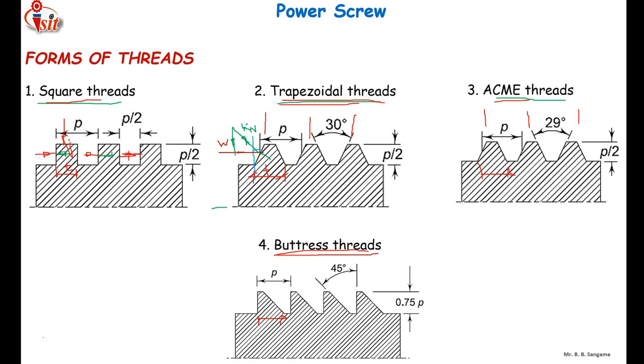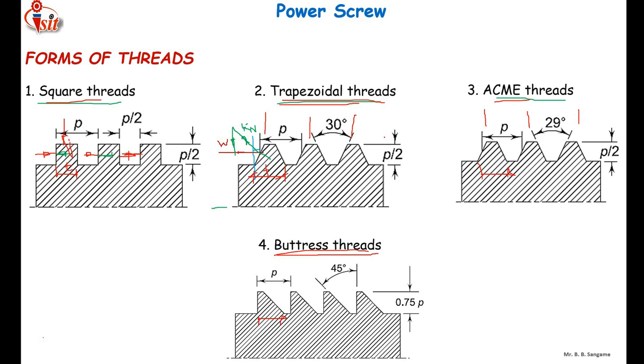One disadvantage is there also with the buttress thread, due to the different kind of thread profile on both faces. This screw can be used to transmit power and motion only in one direction. We cannot use this buttress thread to transmit power and motion in both directions. But in the case of trapezoidal, ACME and square threads, these thread profiles can be used to transmit motion and power in both the sides or both the directions.